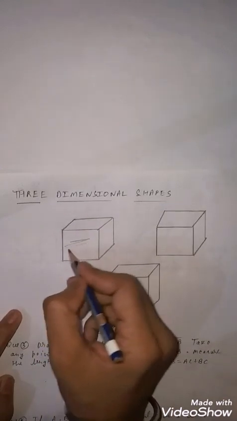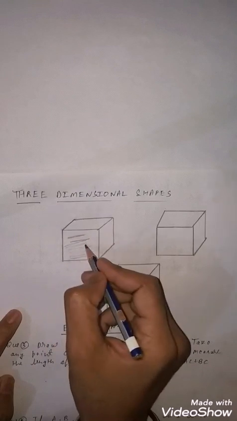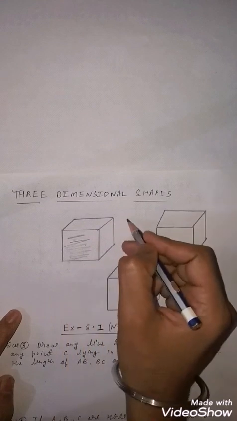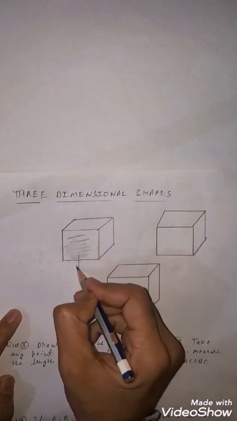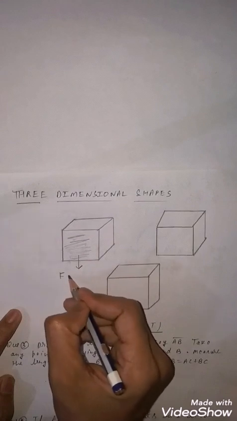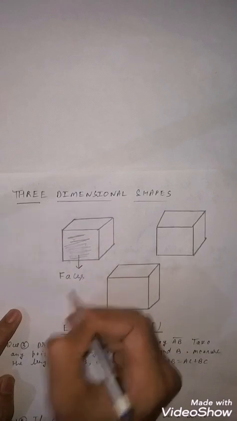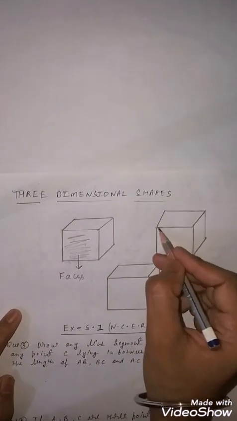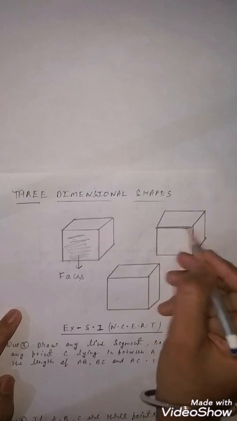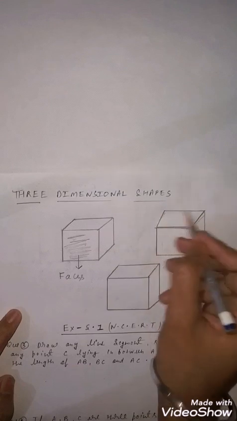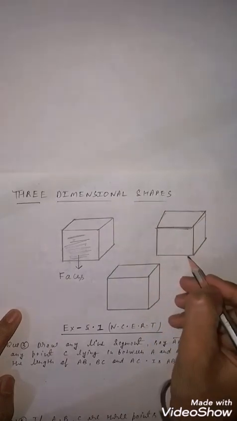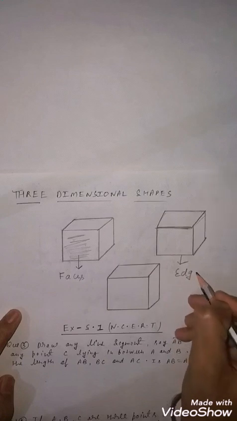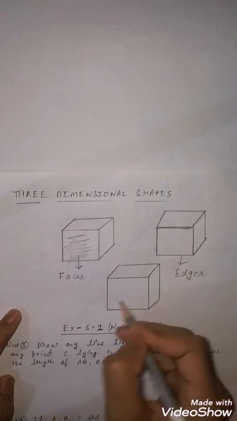So here you can see this one. This is also the bottom side and also the back side. So this is known as what? This flat surface is known as faces. Clear, students? Now, in the second diagram, this is also a cube. Now, these line segments are known as what? They are edges. Clear, students? They are edges.